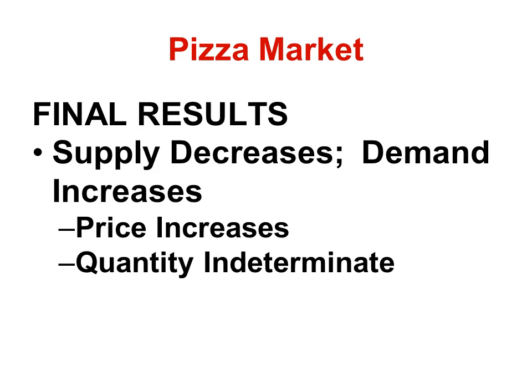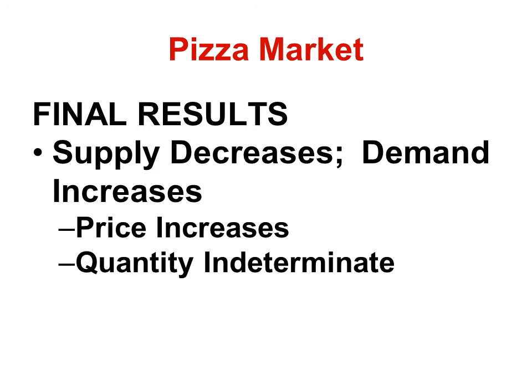Now, what does indeterminate mean? It means quantity could have gone up a bit, it could have gone down a bit, it could be the exact same. We just do not know because we don't know the magnitude of the shifts. Was there a huge decrease in supply and only a small increase in demand, or vice versa? For this reason, you need to draw these two events on separate graphs.